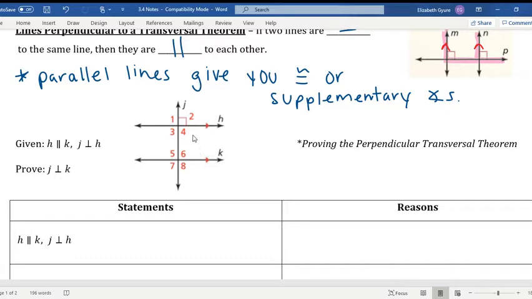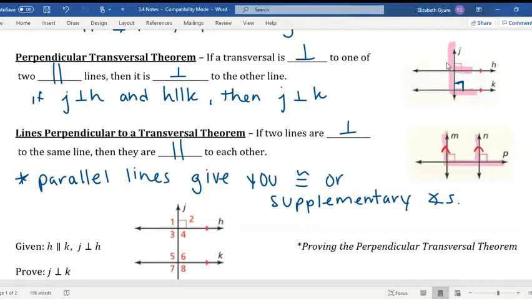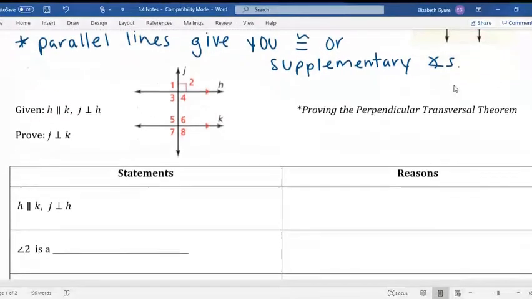Now, if you've been paying attention, you might be like, well, yeah, that's one of the theorems we just did. It's this theorem, right? If it's perpendicular to one, doesn't it have to be perpendicular to the other? We know that. What we're doing is actually proving that theorem. We're proving why that theorem works. So in the future, you can just say, oh, perpendicular transversal theorem. But right now, we're proving why that's a thing, why it's okay to do this.